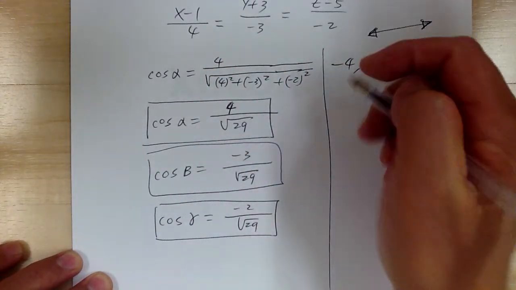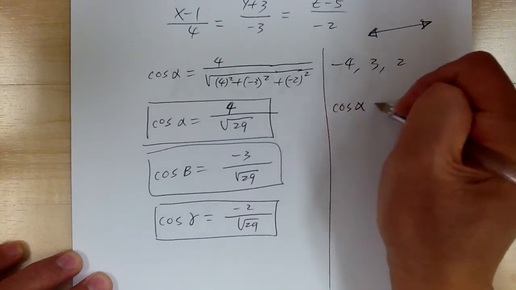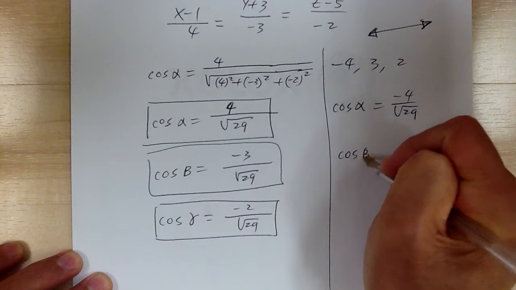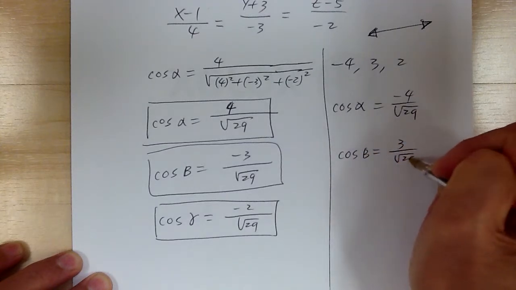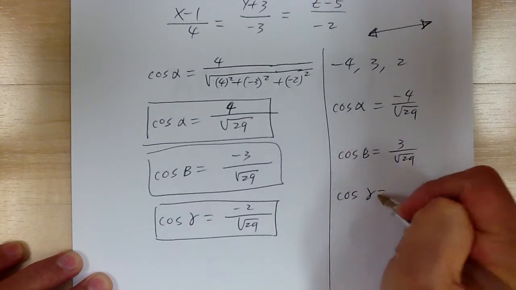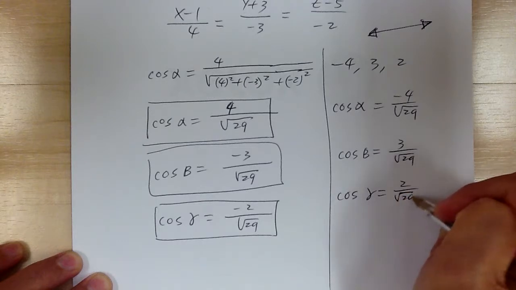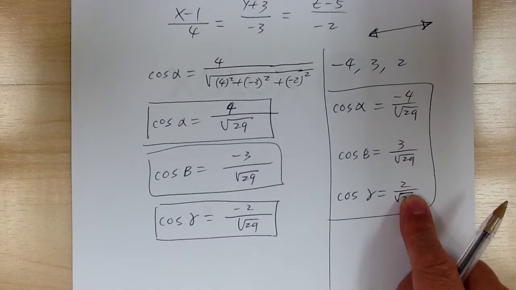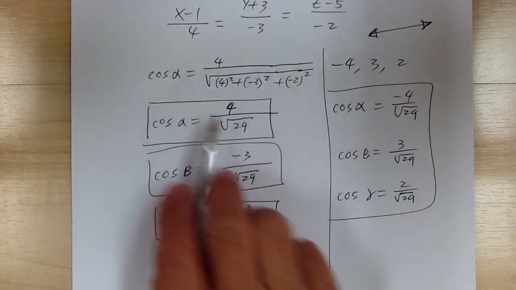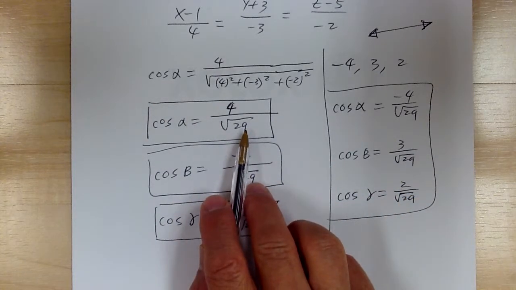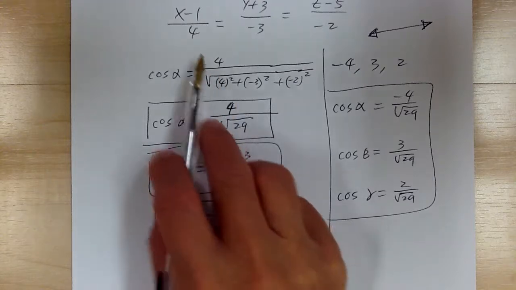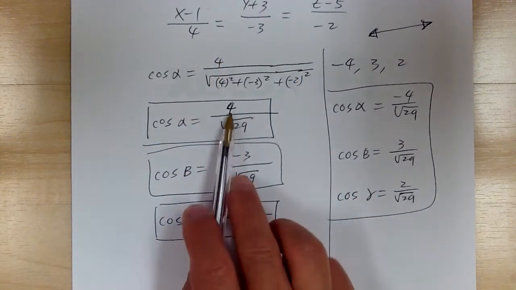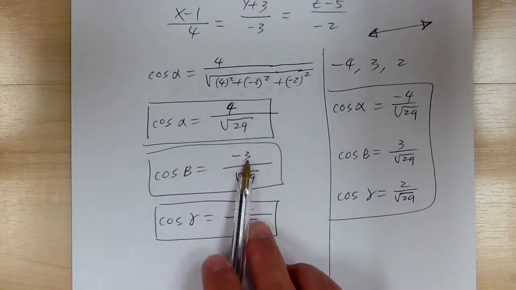So if you do it this way, your cosine alpha equals negative 4 over square root of 29, and your cosine of beta equals 3 over square root of 29. And cosine of gamma equals 2 over square root of 29. Okay? So you can do it this way too, so it's perfectly fine. But the key is make sure you know how to get the direction cosine. Again, you just use the direction number divided by its length for each one. And this is for the i and the j and the k.